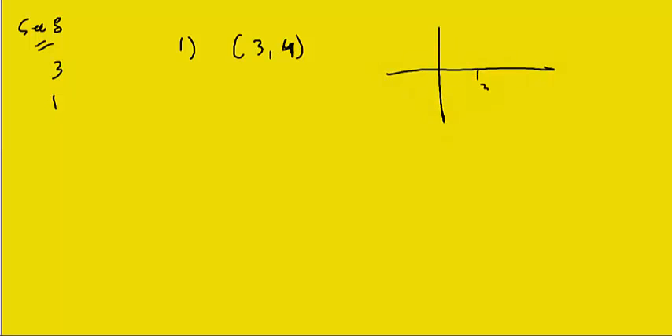Alright, how about section 8? Section 8, yes sir. Number 3. Yep. 1. Alright, start with 1. If you know 1, you can do them all actually. So 3 comma 4. Okay, they say this is a point. Call this 3, call that 4, and there's your point 3 comma 4.